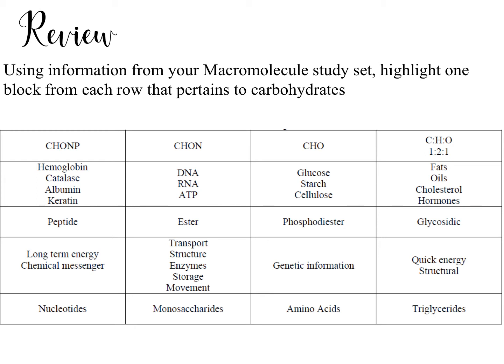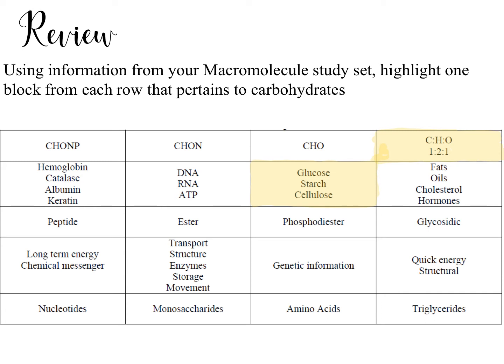The blocks that you should have highlighted or circled was this one, because CHO in a 1-to-1 ratio is the chemical composition of carbohydrates. In the next row, we are given examples of each of the macromolecules. So in this row, highlight or circle the example of carbohydrates. The example that you should have highlighted was starch, glucose, and cellulose, because these are examples of carbohydrates.